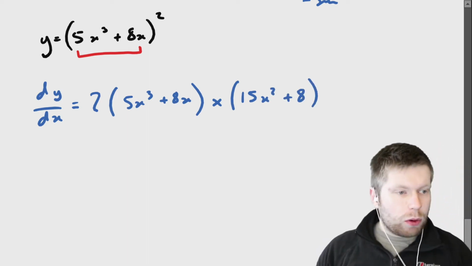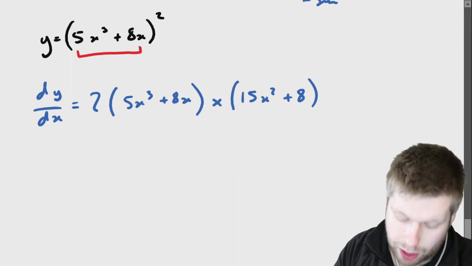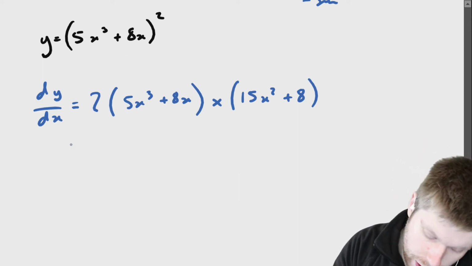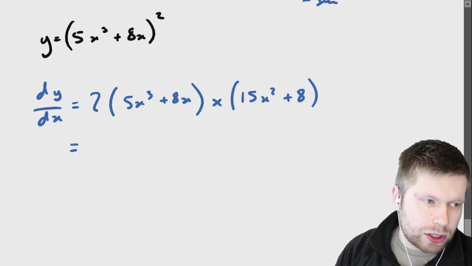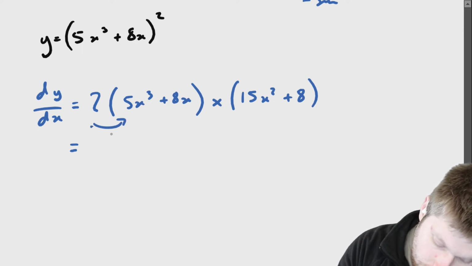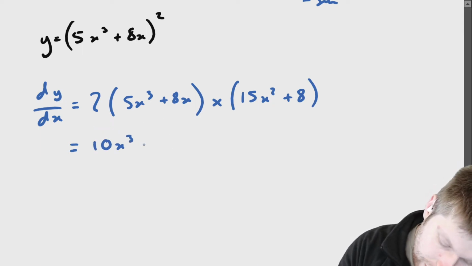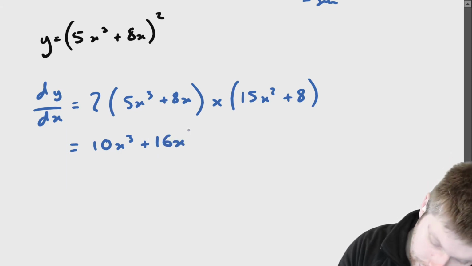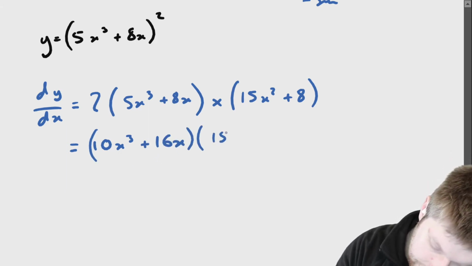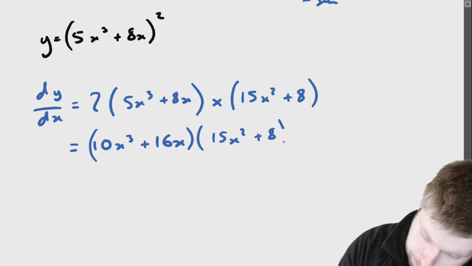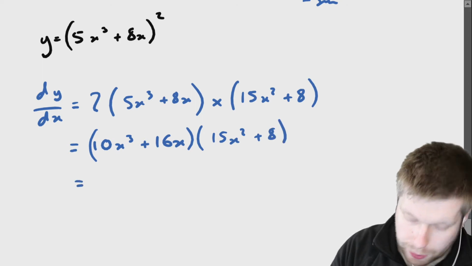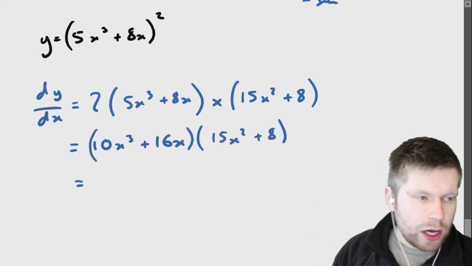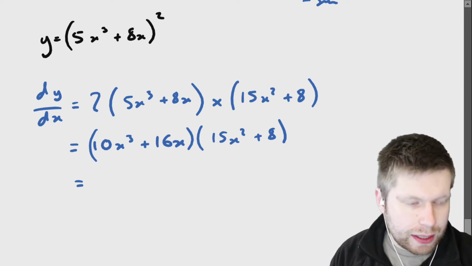Okay. Now all I'm going to do is just tidy it up ever so slightly. So I could leave it like this if I wanted to. But in fact, I'm going to expand the brackets as much as I can. So in other words, if I expand the 2 over the first bracket, I get 10x to the power 3 plus 16x. Then I need to multiply that by 15x squared plus 8. And again, I'm just going to multiply these two brackets out. So everything in the first bracket has to multiply with everything in the second bracket.